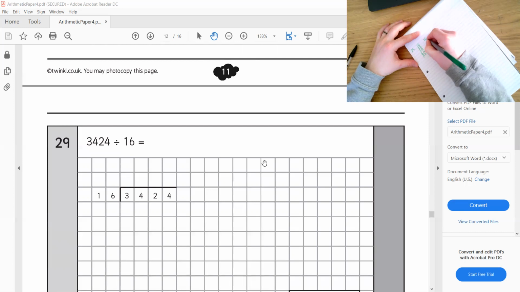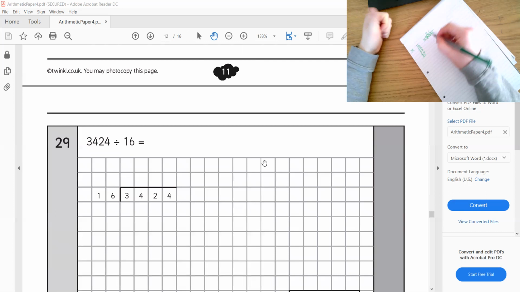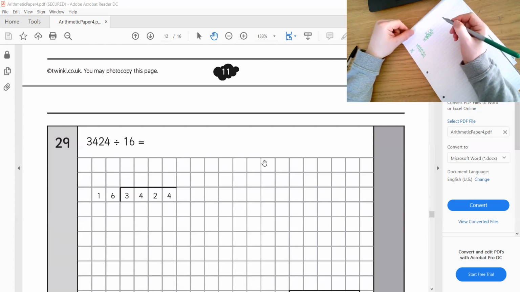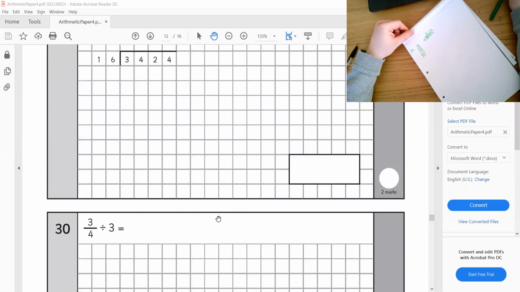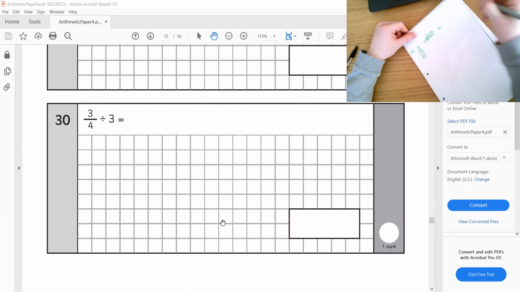So then 16 there, 34, 24. There we go. So 16 into 3 can't do. 16 into 34 would be 2 lots with 2 remaining. 16 into 22 would be 1 lot. 16, 17, 18, 19, 20, 21, 22 with 6 remaining. And then 16 into 64 would be 1, 2, 3, 4. So that would be my answer, 214. That was 2 marks, that was. Jeez, that's 2 marks.